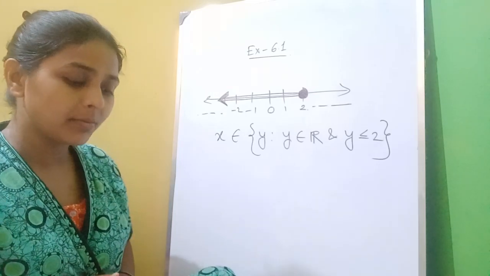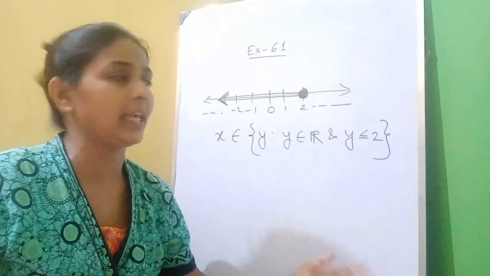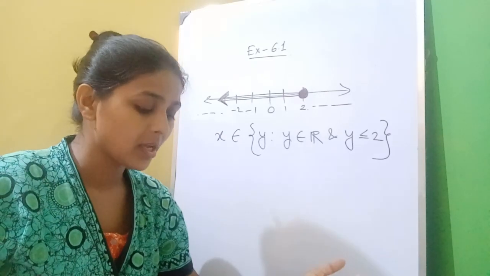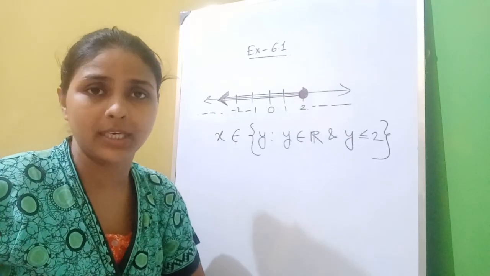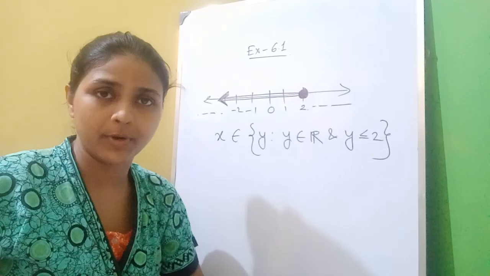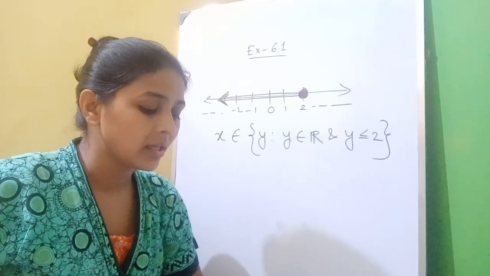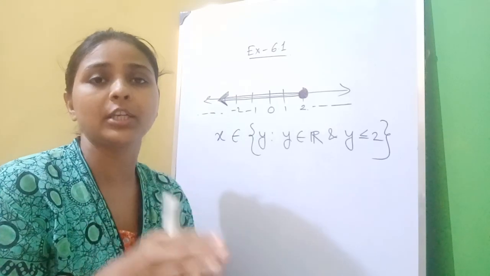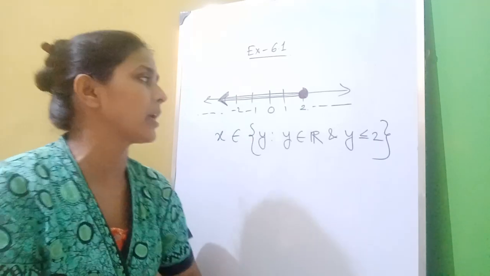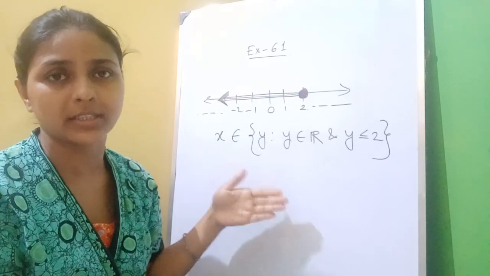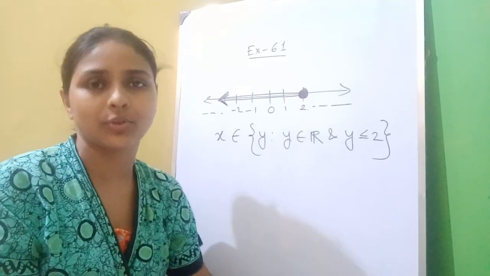Using this type of process, you can do all the questions from exercise 6.1. From question number 21 onwards up to question number 26, the questions are word problems. For these word problems, I just want to say one thing: you have to convert the word problem into expressions, inequalities, and then you can go with the same process that we just completed. So exercise 6.1 you have to do on your own.